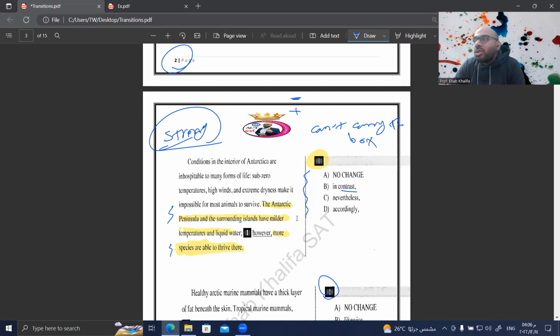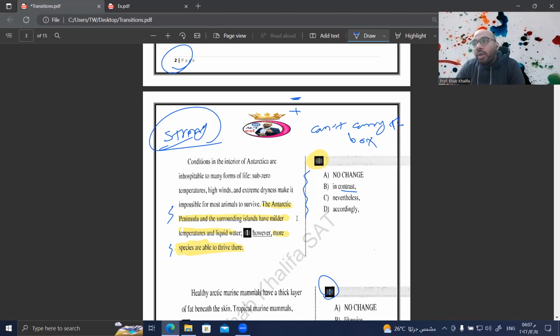This is contradiction. In this case, I can think of however, in contrast, and nevertheless, or accordingly, just A, B, or C. So I end up choosing one of them according to the function. Do you see a contradiction relationship or contrast relationship between what comes before and what comes after?